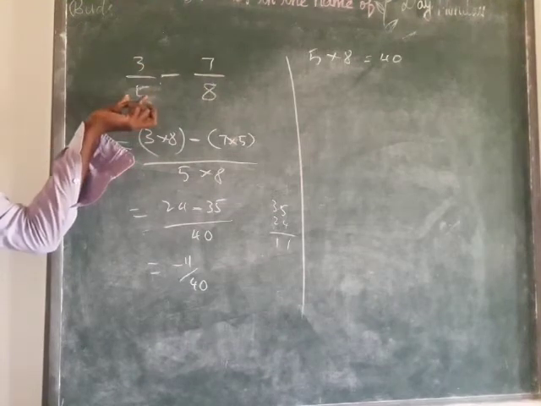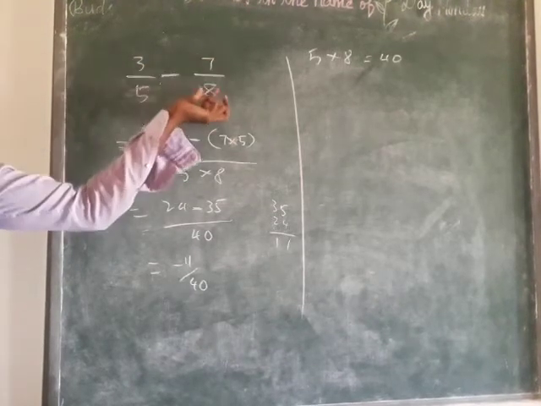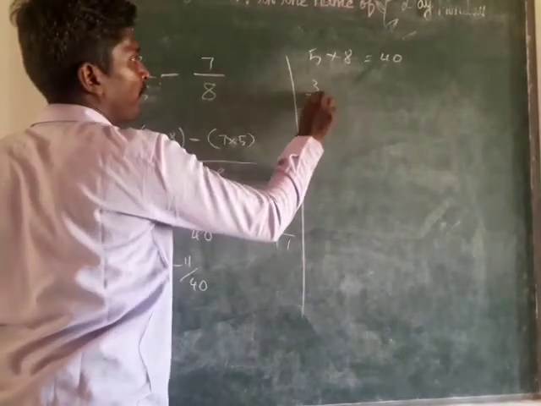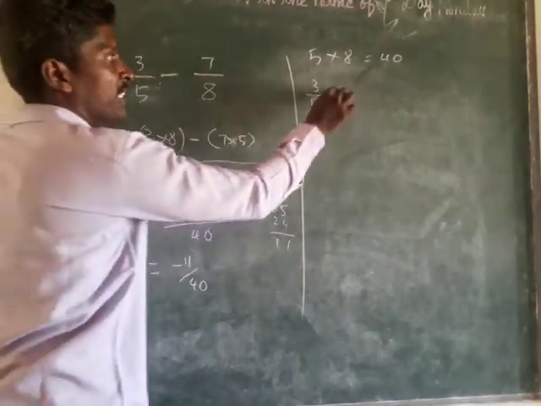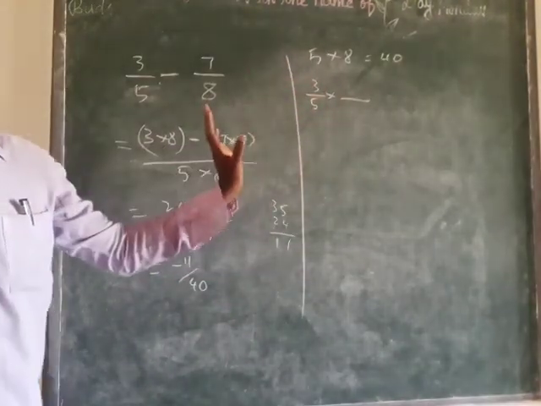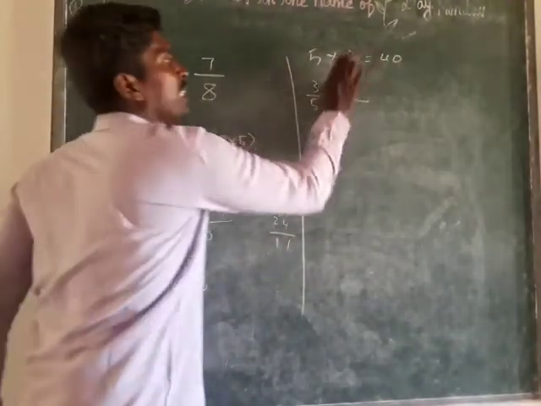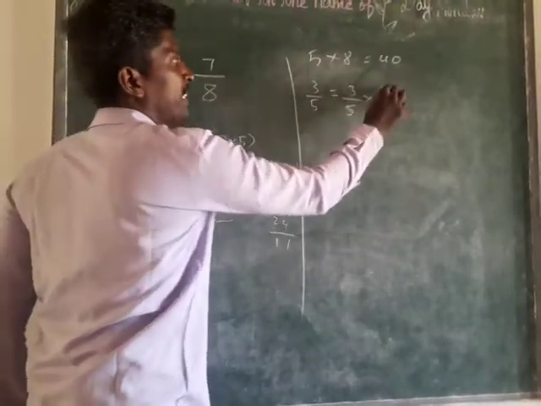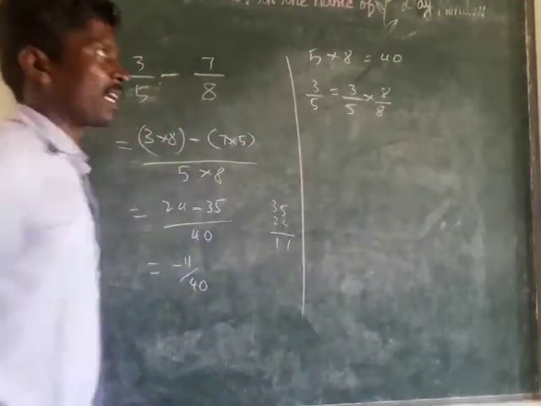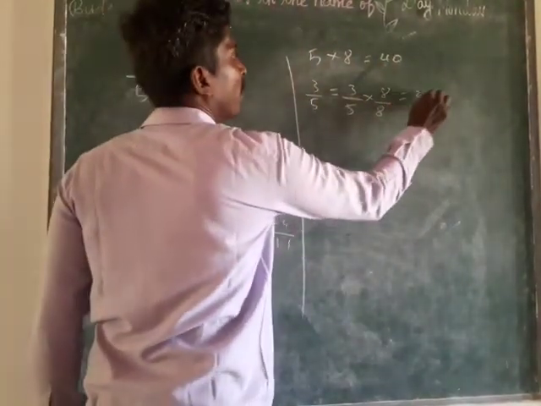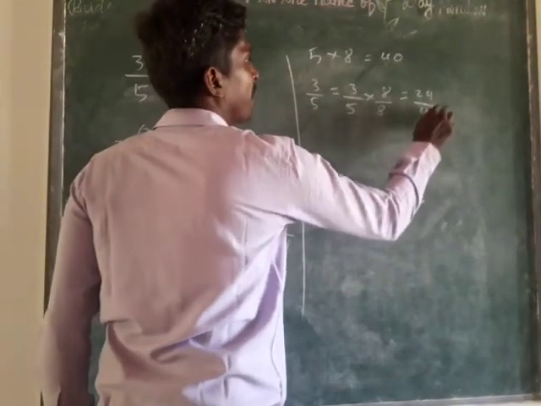3 by 5 should also have denominator 40, and 7 by 8 also changes to denominator 40. How to change? Take the first fraction, 3 by 5. If you multiply numerator and denominator by the same number, the value does not change. So for 3 by 5, I am going to multiply numerator and denominator by 8. 5 8s are 40, so you apply 8. So 3 8s will come, 24, and 5 8s are 40.